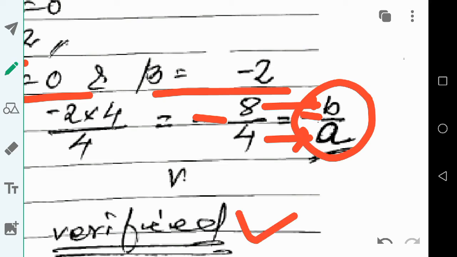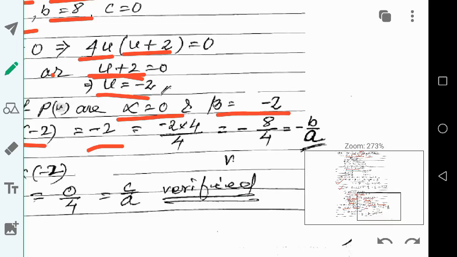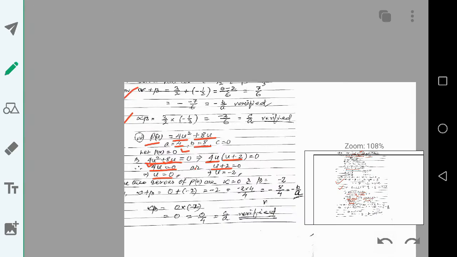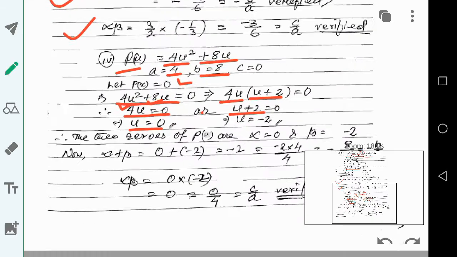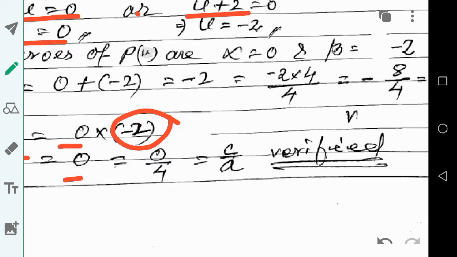So the relation is verified. Similarly, we can verify that the product of the two zeros, that is alpha into beta, is also equal to c by a. So alpha into beta, that is 0 into minus 2, is equal to 0. Here c is 0 and a is 4, so we can write 0 by 4, and 0 divided by anything is 0 again, so c by a is verified. Similarly, we can solve the remaining problems also.